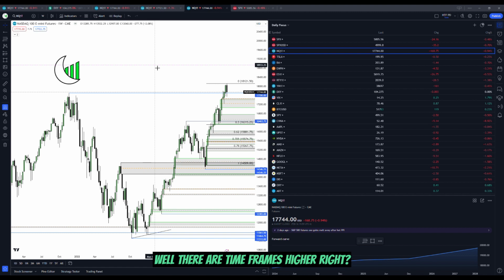Now, you might say, well, there are time frames higher, right? There is a monthly chart. I totally get that, and I agree with you. There's a yearly time frame. Again, I totally agree with you, and I get that. The reason why I use the weekly is because while I still think it is a massive amount of information, I also believe that our move will likely happen a little bit quicker than what a monthly chart would look like or what a yearly chart would look like, right?